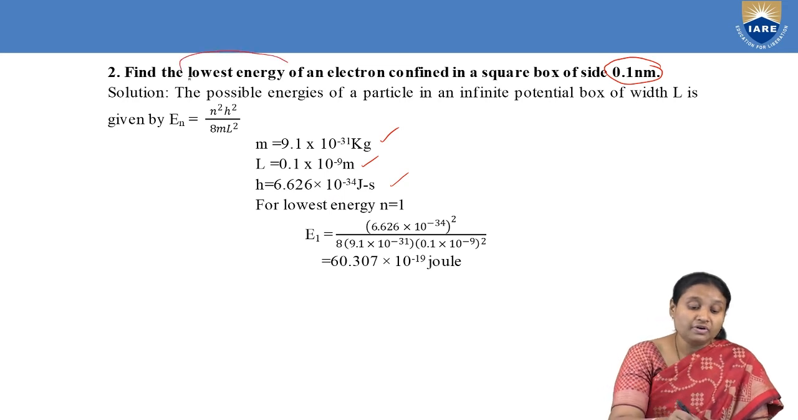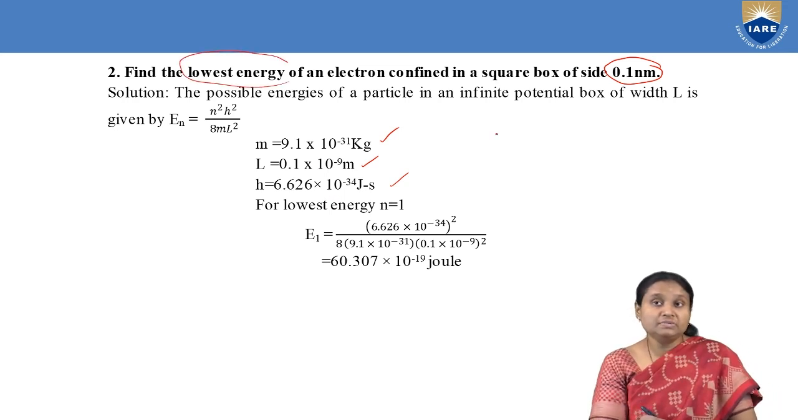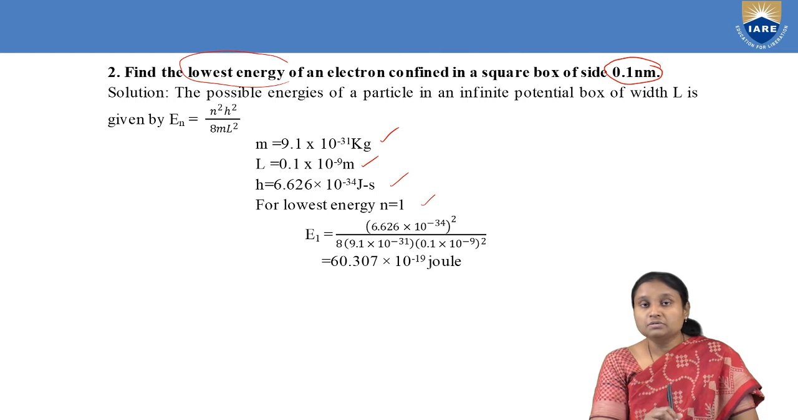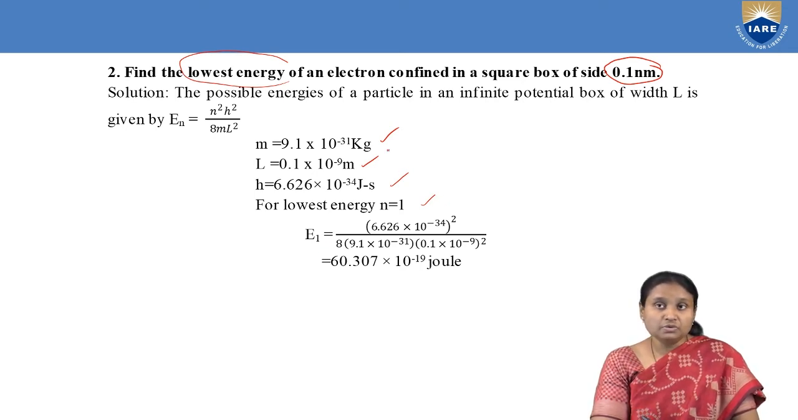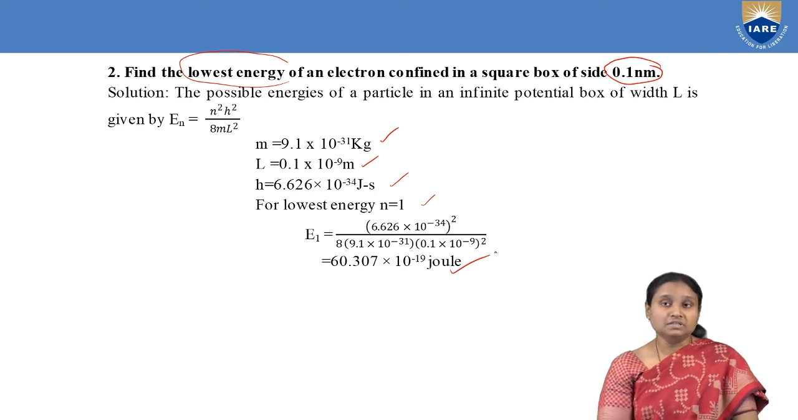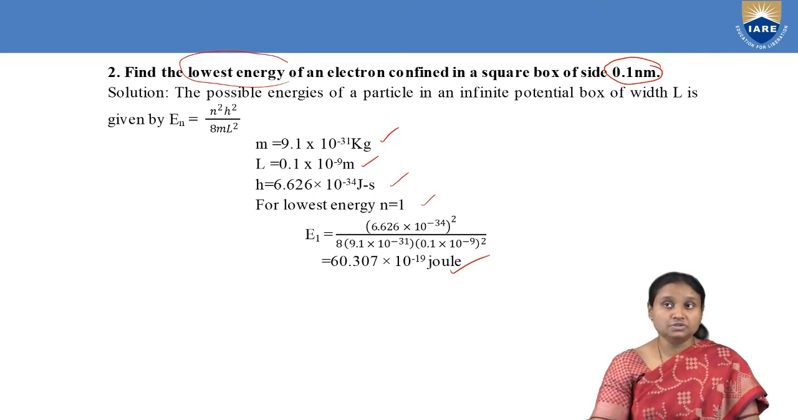And we were supposed to find the lowest energy. Lowest energy means we are talking about n = 1, the lowest value of the quantum number. What is the lowest value of the quantum number? It is 1. We cannot take n to be 0, as it is not permitted, because the motion of the particle is sustained. That's why we have to start our n value from 1. So obviously our lowest energy will be E1. If you substitute all those parameters of h, mass and, of course, the width of the box, then our energy comes out to be 60.307 × 10^-19 joules.